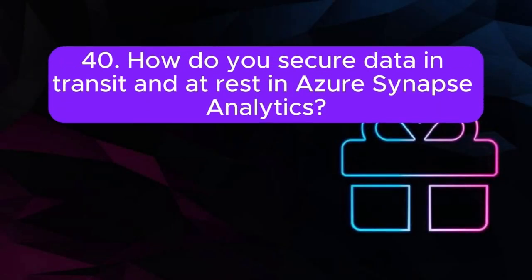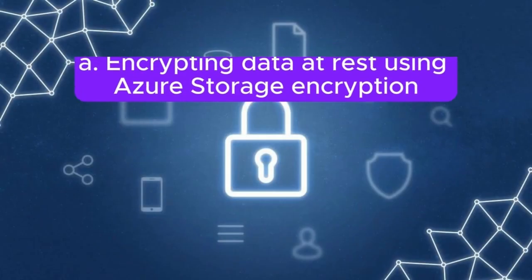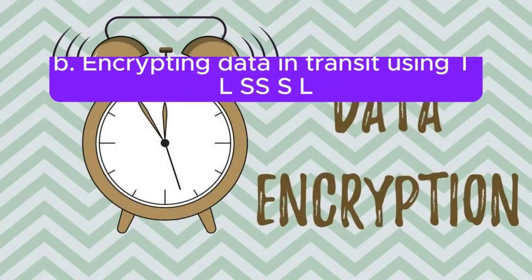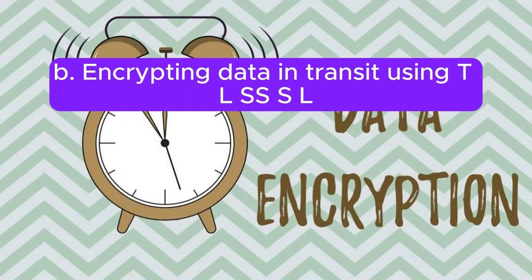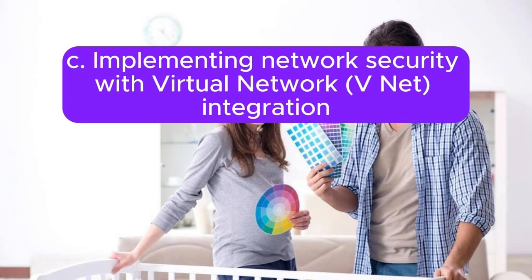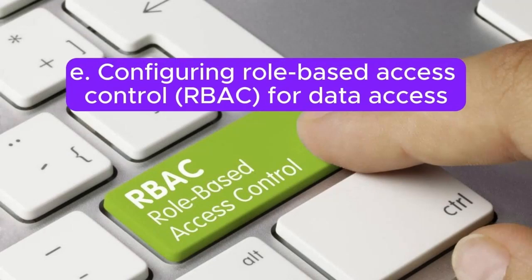40. How do you secure data in transit and at rest in Azure Synapse Analytics? Answer. Secure data by A. Encrypting data at rest using Azure Storage Encryption. B. Encrypting data in transit using TLS/SSL. C. Implementing network security with Virtual Network (VNet) integration. D. Using Azure Key Vault for key management and secrets. E. Configuring role-based access control (RBAC) for data access.